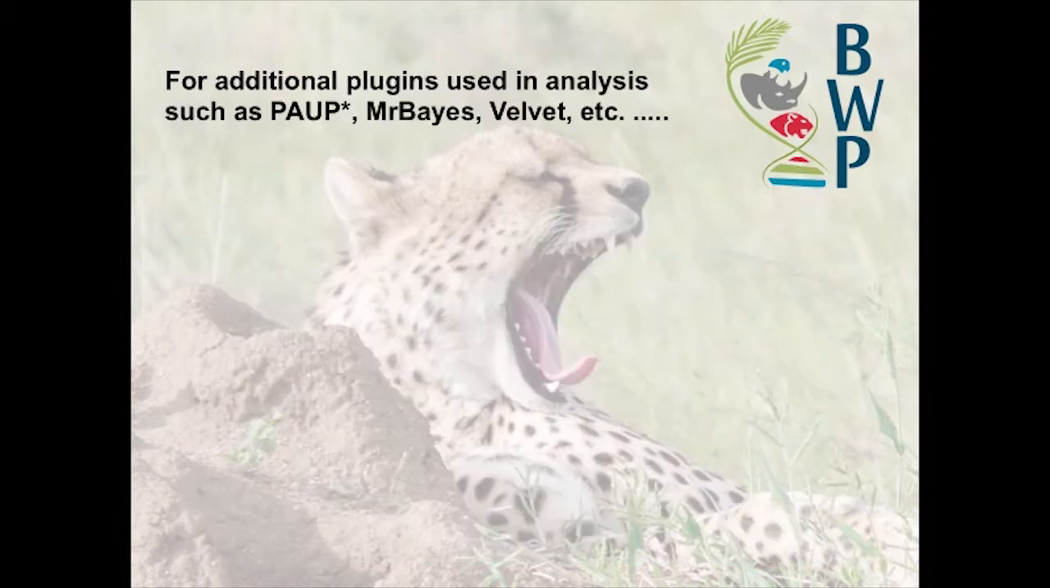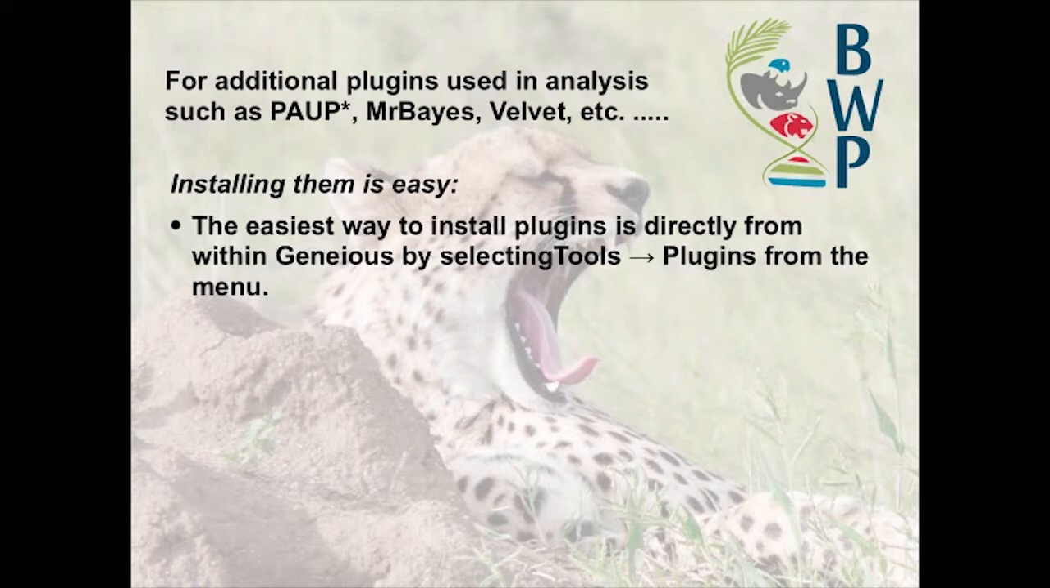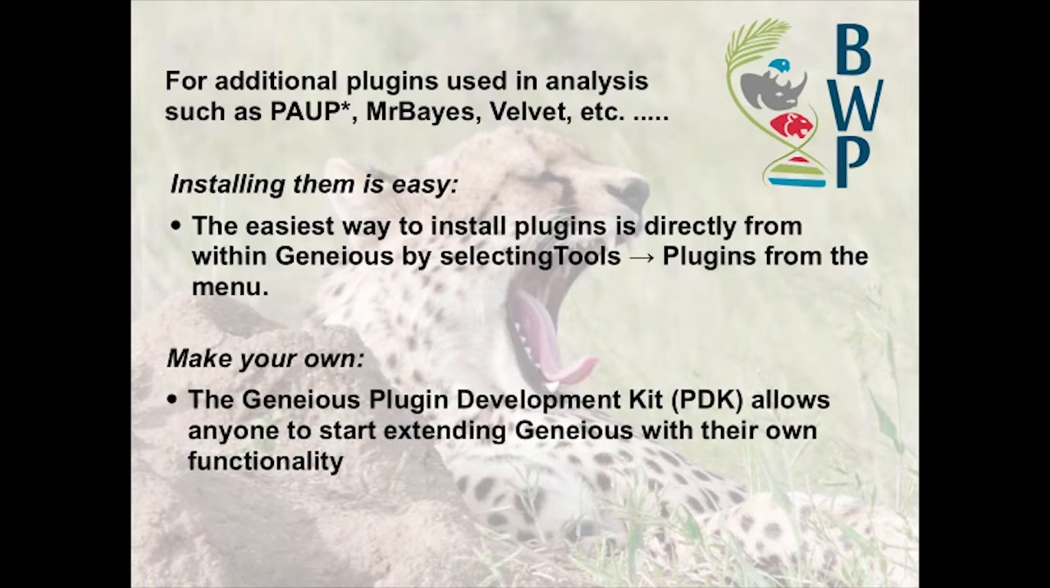For additional plugins used in analysis such as Palp, MrBayes, or Velvet, installing them is easy. Apart from the Biocode plugin, the best way to install a plugin of your interest is directly from within Geneious by selecting Tools and then Plugins, at which point you will be able to see all available plugins that Geneious provides. And as I mentioned previously, you can always make your own by using Geneious's plugin development kit.